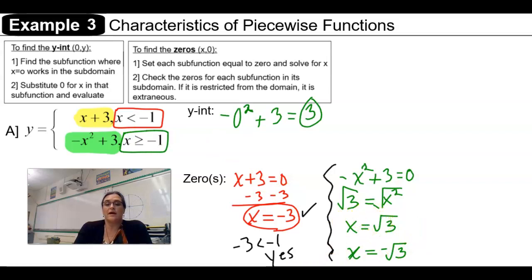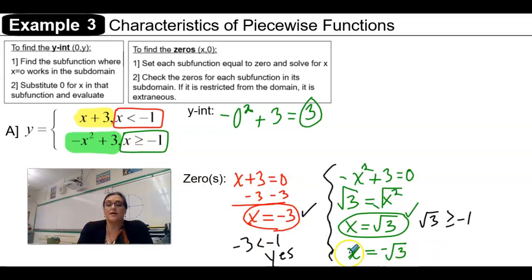So when I look at this first solution, I'm asking myself, is the square root of 3 greater than or equal to negative 1? And it doesn't even matter what the square root of 3 is because it's positive, and something positive has to be greater than or equal to something negative. So that tells me that x equals positive square root of 3 is one of the zeros. Okay, it works in that subdomain.